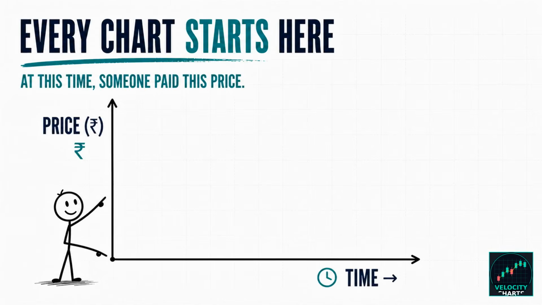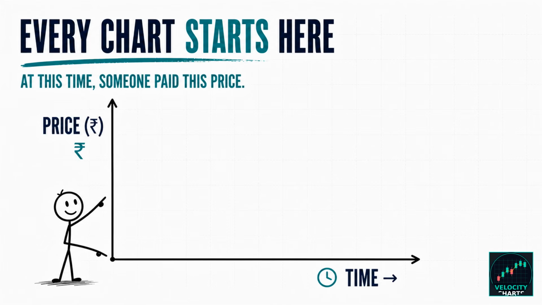So, a stock chart has exactly two axes. That's the entire foundation. Vertical axis, price in rupees, how much one share cost. Horizontal axis, time, left is older, right is now. Every single dot on that screen is one sentence. At this time, someone paid this price. Stop the video. Open your app, point at your screen. Which side is time? Which side is price? If that took more than 2 seconds, this video is for you.